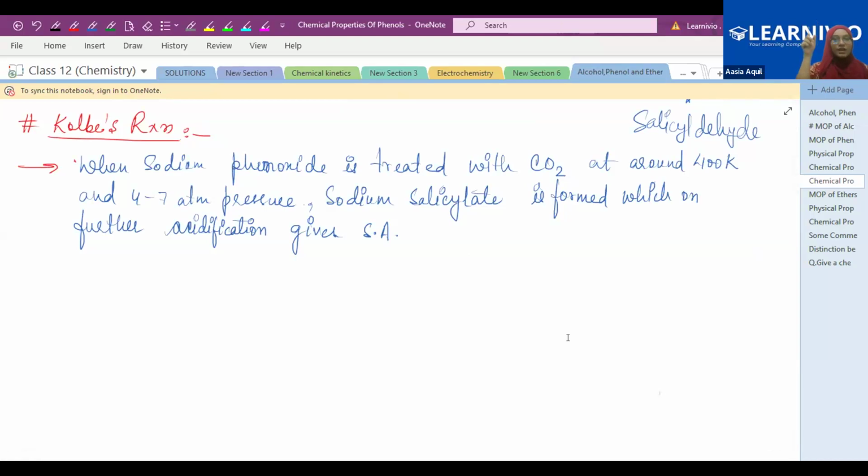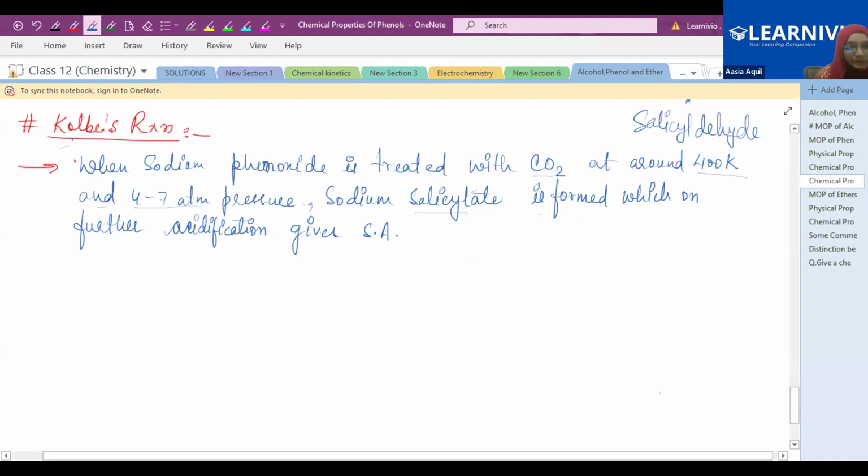So what was the Reimer-Tiemann reaction? Phenol to salicylaldehyde. But this Kolbe's reaction is the conversion of phenol to salicylic acid. So what happens over here? Kolbe's reaction is a reaction when sodium phenoxide ion is treated with carbon dioxide at around 400 Kelvin and 4 to 7 atmospheric pressure. Here sodium salicylate is formed, which on further acidification gives salicylic acid. So that's the whole process of the Kolbe's reaction.